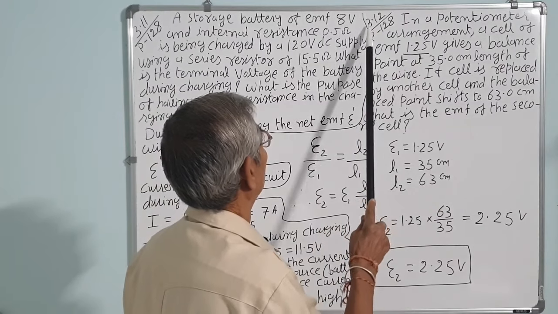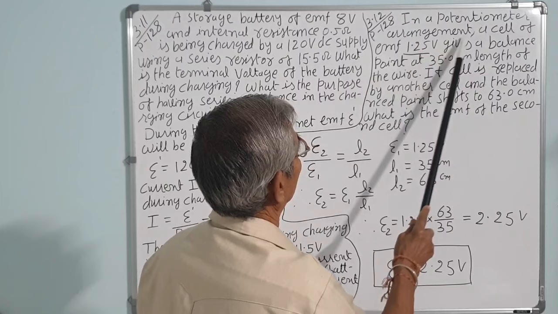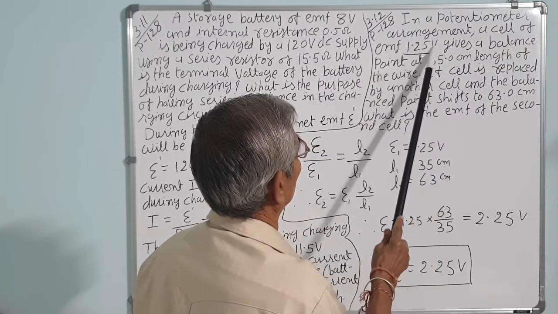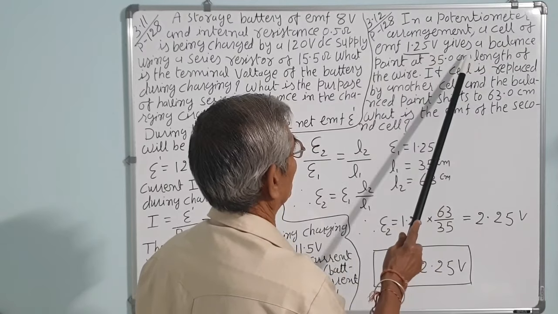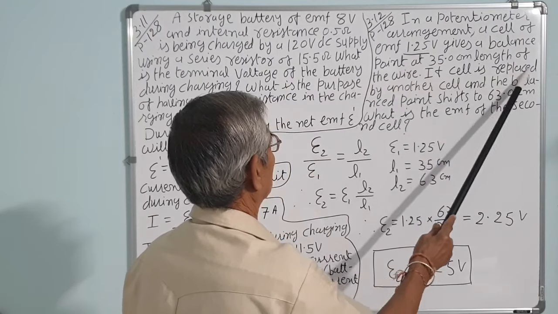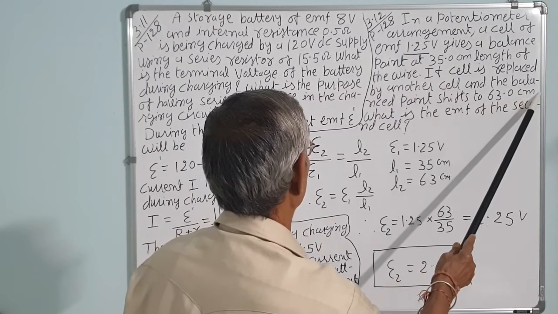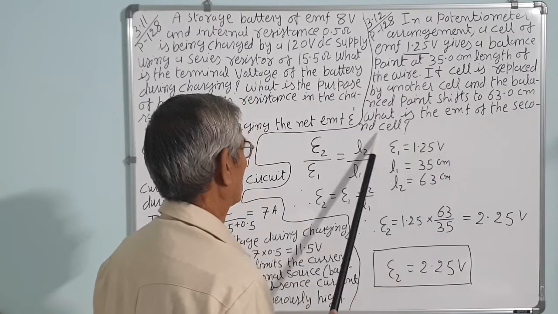Next one, 3.12 on page number 128. In a potentiometer arrangement, a cell of EMF 1.25 volt gives a balance point at 35 centimeter length of the wire. If the cell is replaced by another cell and the balance point shifts to 63 centimeters, what is the EMF of the second cell?